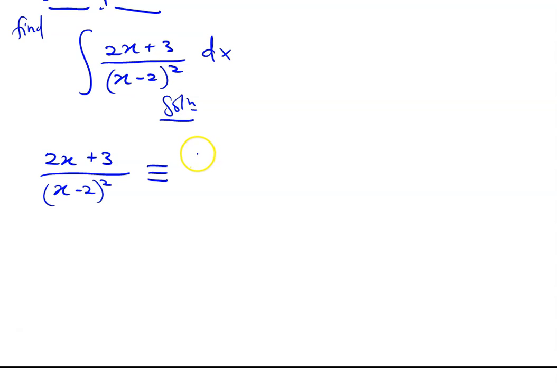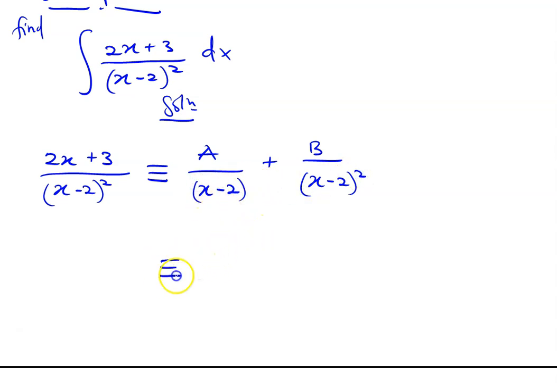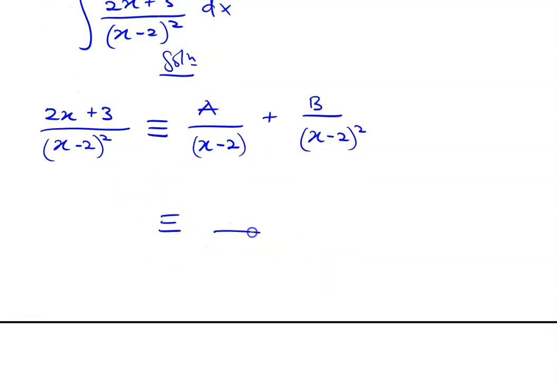So we can say that 2x plus 3 all divided by x minus 2 all squared is identical to A on x minus 2, plus B on x minus 2 all squared. So what's the LCM over here? The LCM for these two is x minus 2 all squared. That is, if I simplify what's at the left hand side, the LCM is x minus 2 all squared. X minus 2 will go into x minus 2 all squared how many times? X minus 2. So I'm going to multiply A with the factor which we had, x minus 2.